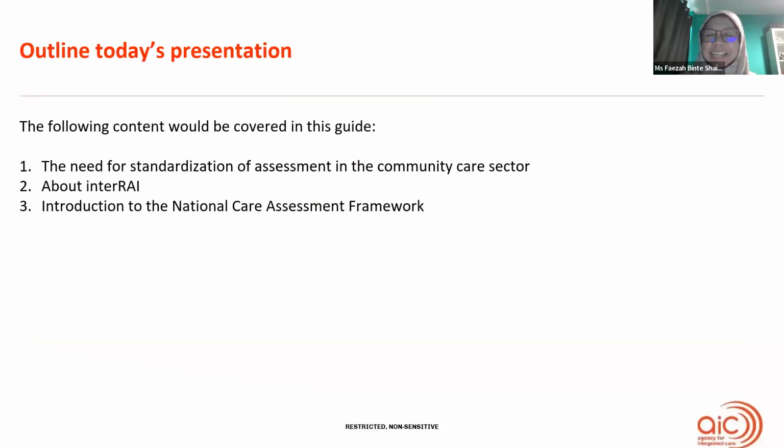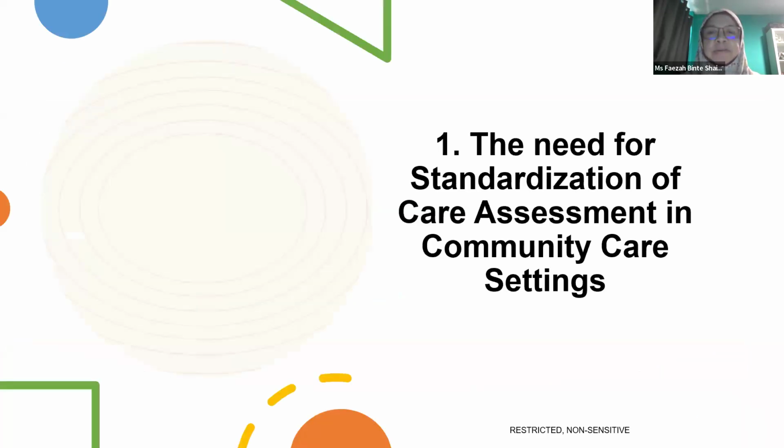Okay. Anyway, just a quick introduction of today's presentation. I will be talking about, one, why, as an extension of what Wai Chong was mentioning, the need to standardize care assessment, a little bit more about InterRAI, as well as what the government, or rather MOH, is doing to support the implementation of InterRAI.